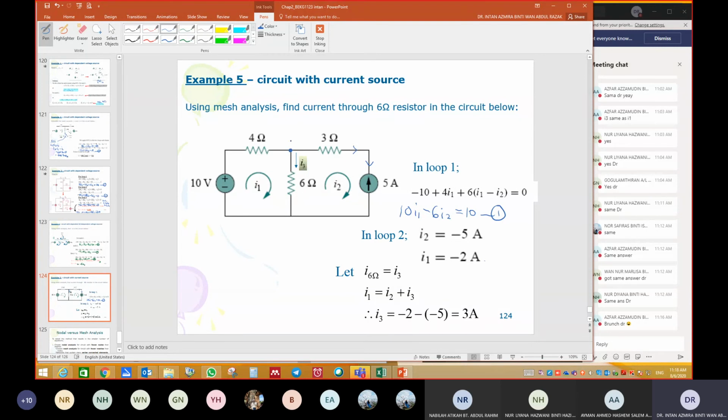So we apply KCL here at node A. KCL at A. So I1 enters the node, this is I2, so I1 is equal to I2 plus I3. So I3 is equal to I1 minus I2. This is I1, this is I2, and we get the answer. Any question?